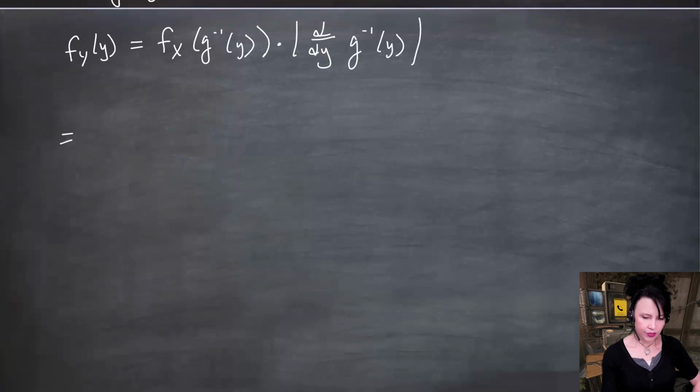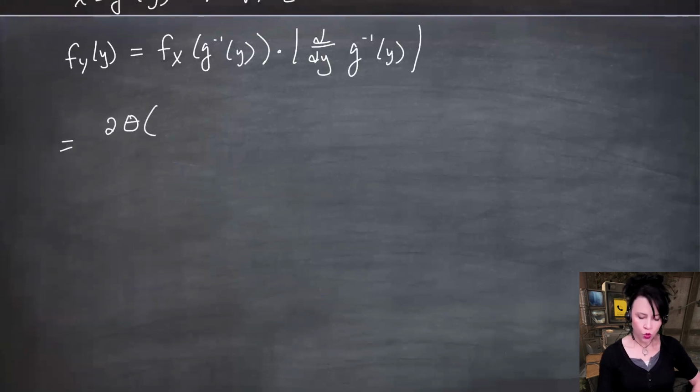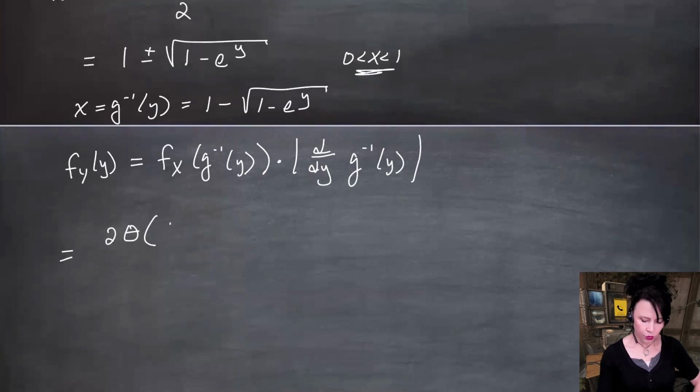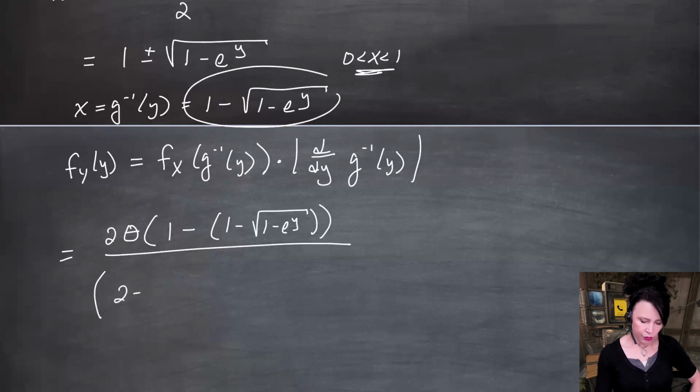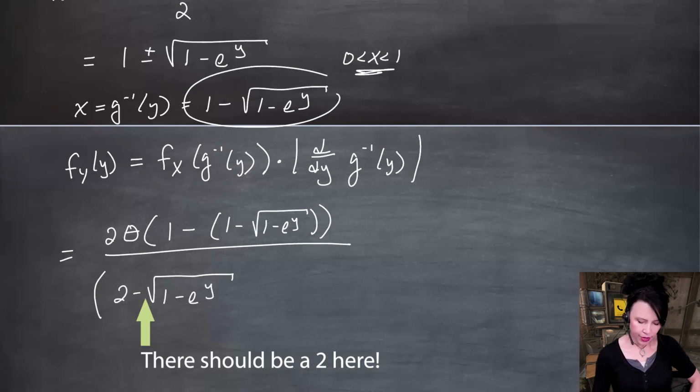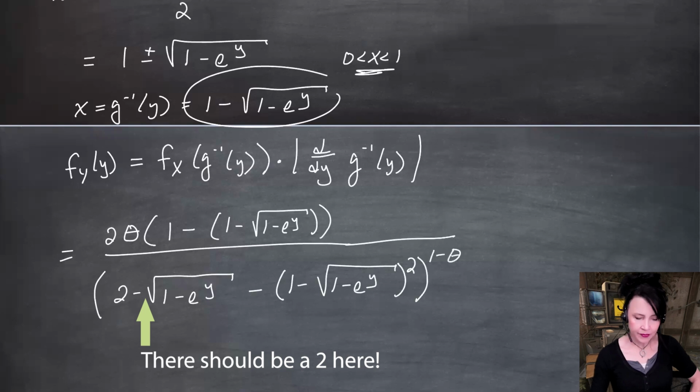Okay, we have 2 theta 1 minus x. So that's going to be 1 minus the square root of 1 minus e to the y. I didn't work this one out beforehand. I hope this works out well. In the denominator, we had 2 times x. So that's going to be 2 times this thing. We'll get 2 minus the square root of 1 minus e to the y minus x squared. So minus 1 minus the square root of 1 minus e to the y squared. And all of that was raised to the 1 minus theta.